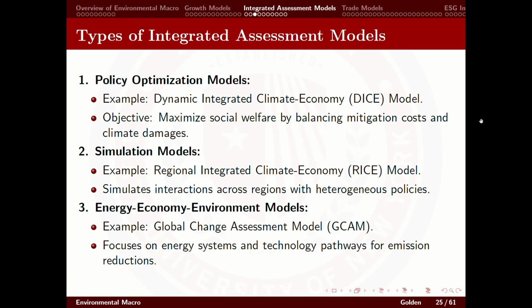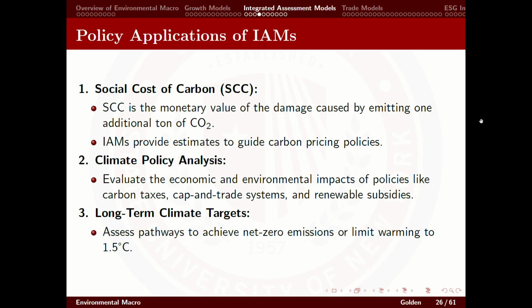So types of integrated assessment models, you have policy optimization models like the DICE model, which we'll talk about in a moment, which maximizes social welfare by balancing mitigation costs and climate damages. You have simulation models like the regional integrated climate economy model, which simulates interactions across regions with heterogeneous policy. And you have the energy economy environment models like the global change assessment model, which I believe we'll also talk about today, which focuses on energy systems and technology pathways for emissions reduction.